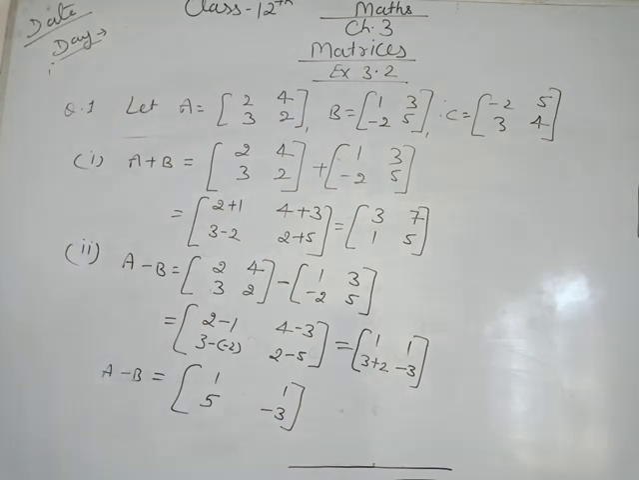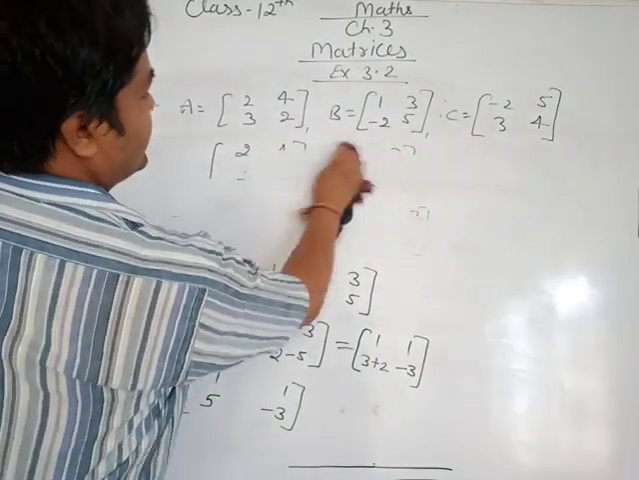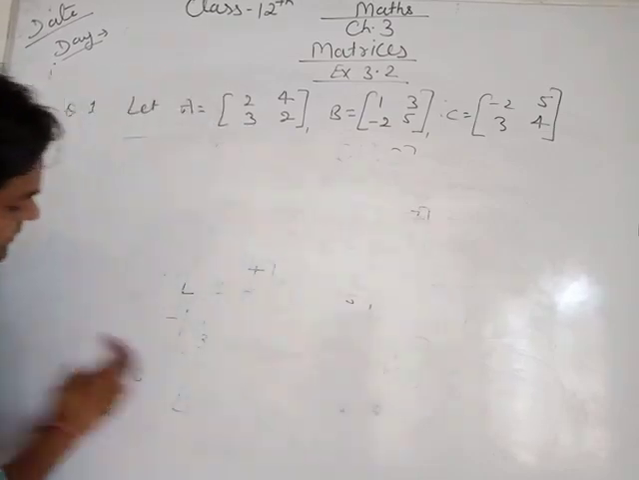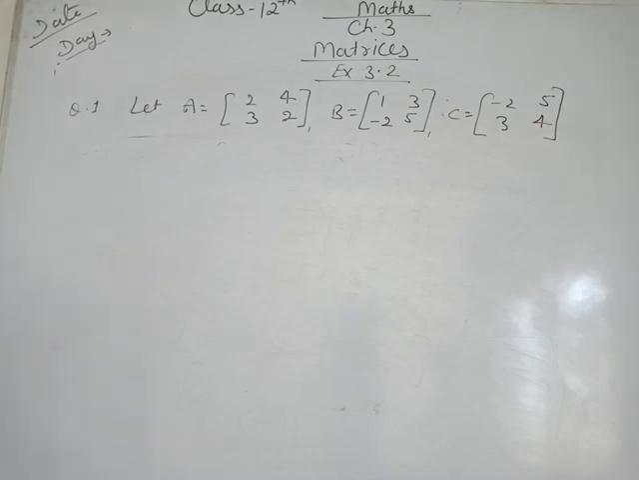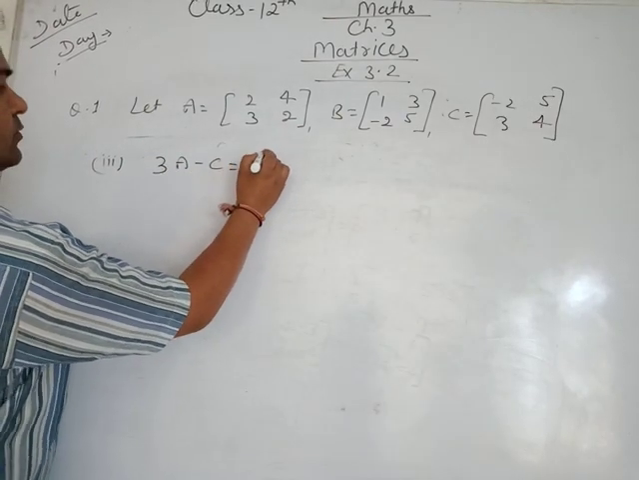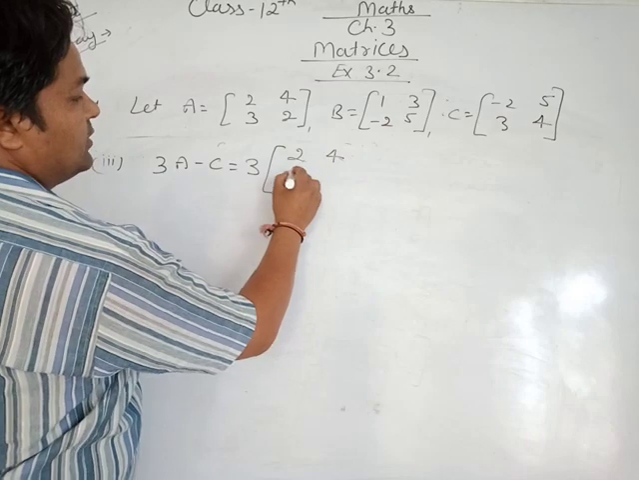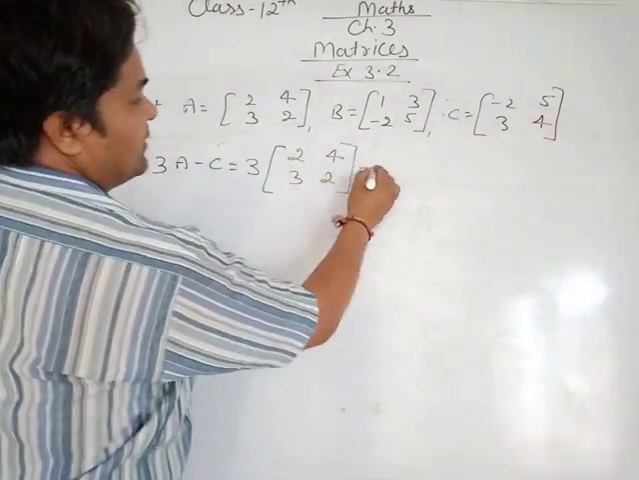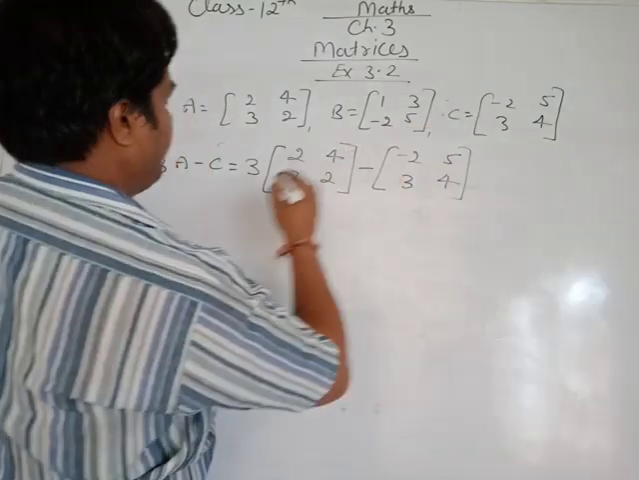Now here is the third part, 3a minus c. The third part of this question: 3a minus c equals 3a, where A is 2, 4, 3 and 2, minus c means minus 2, 5, 3 and 4.